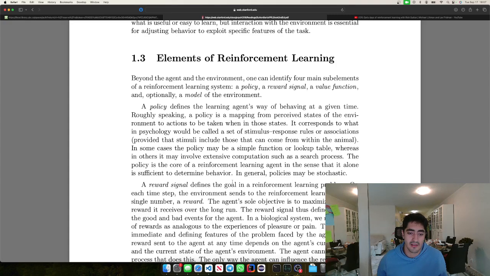In some cases, the policy may be a simple function or lookup table, whereas in others, it may involve extensive computation such as a search process. The policy is the core of a reinforcement learning agent.